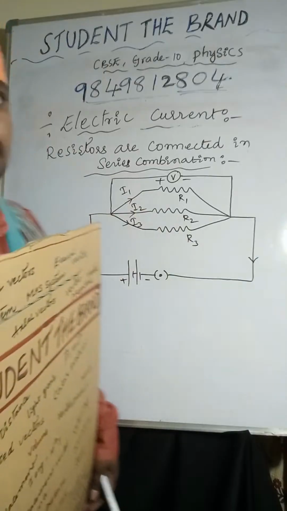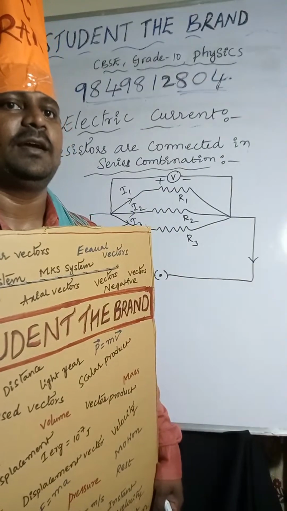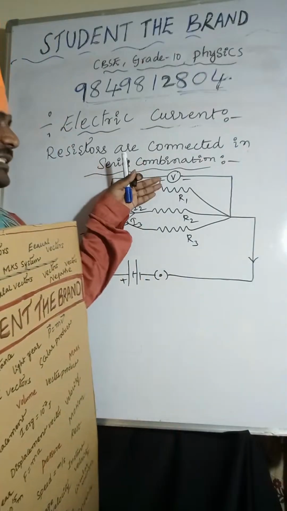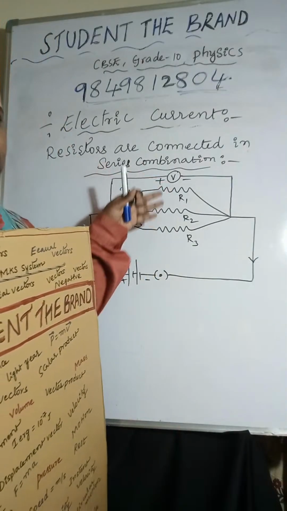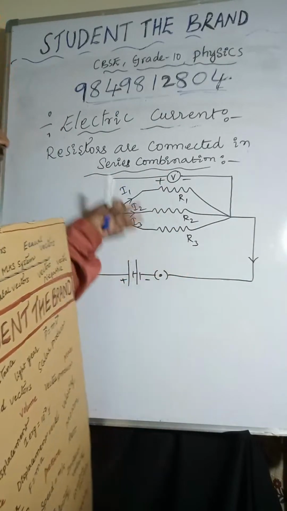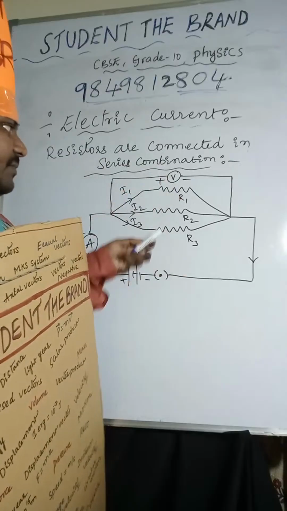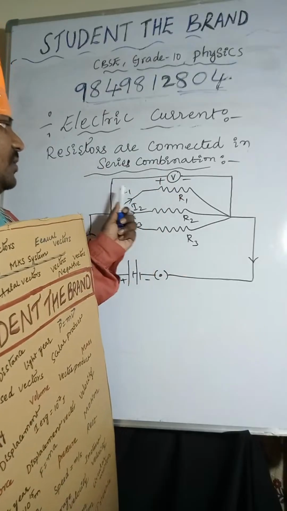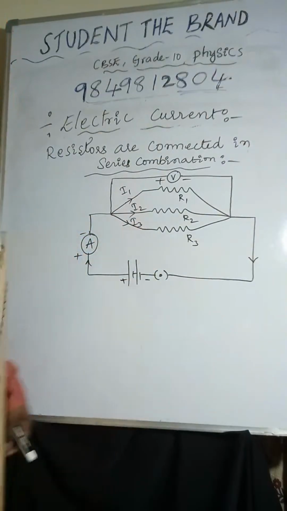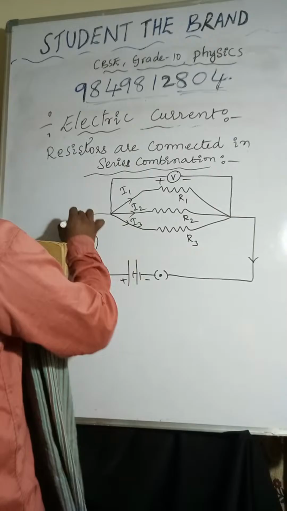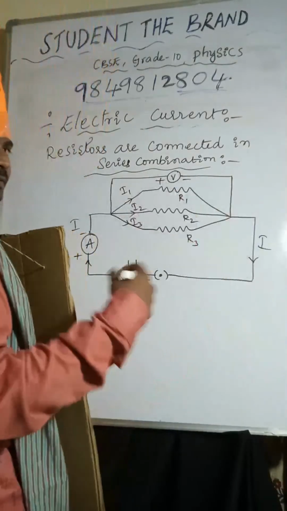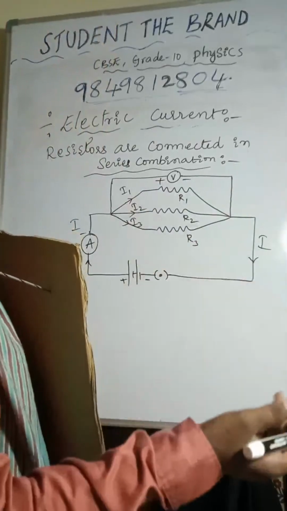Okay, so now we can observe here that resistors are connected in parallel combination. The potential difference is the same across R1, R2, R3. Through R1 flows I1, through R2 I2, through R3 I3. The current divides into three parts because I am taking three resistors. If you take a different number of resistors, it depends.